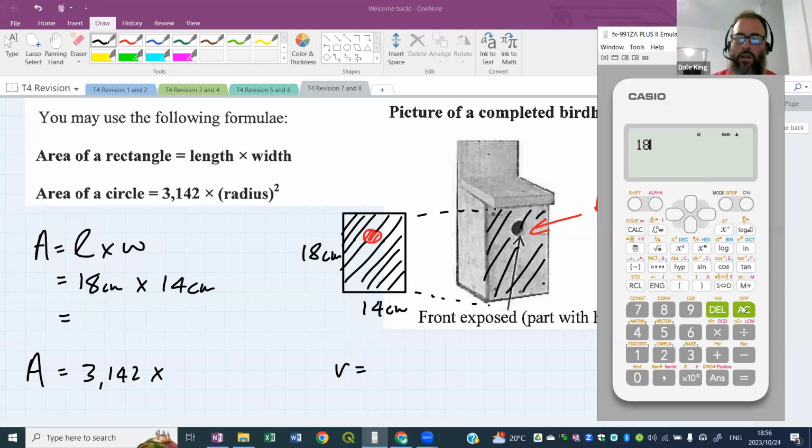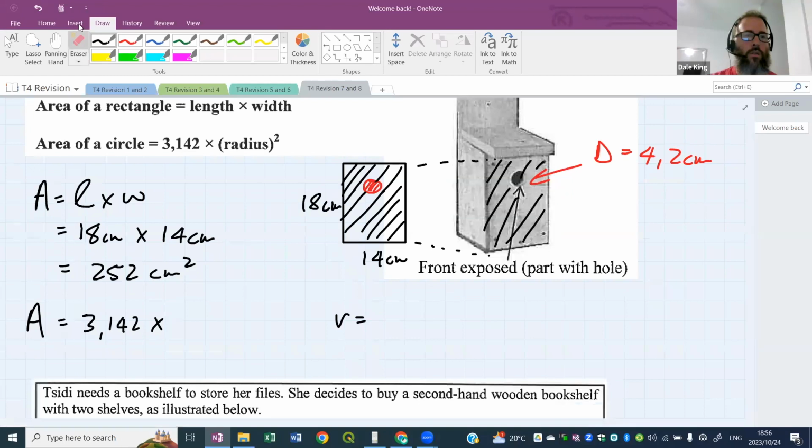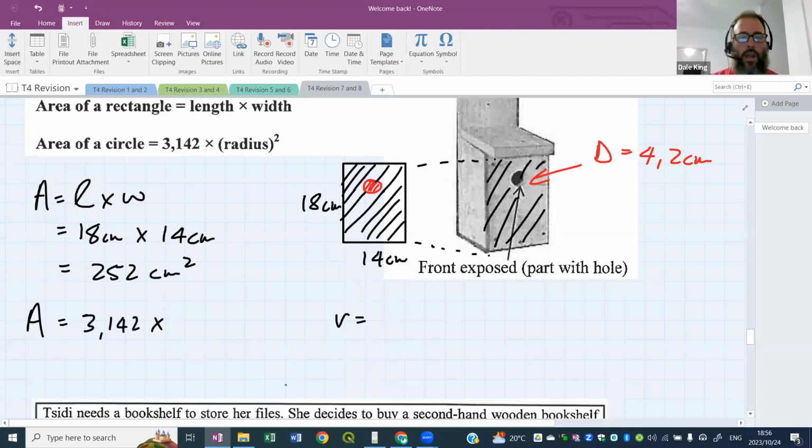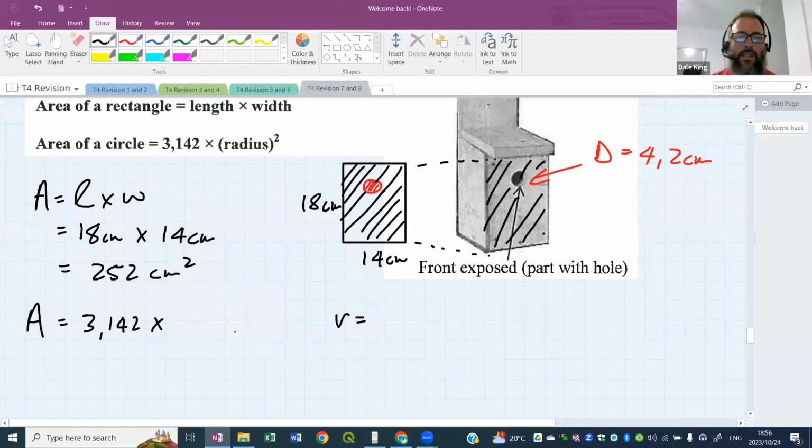So I'm going to work this one out now. So 18 times 14, 252 centimeters squared for the rectangle. Okay, now we're going to move down to the little red circle. All right. And what we're going to do is we're first going to find a radius, because this formula needs a radius. They give us a diameter. So we're going to take the diameter of 4,2 centimeters and cut it in half. That'll give us 2,1 centimeters for our radius.